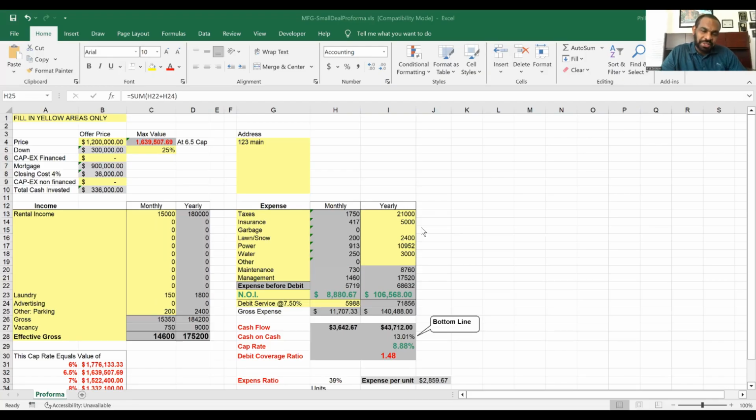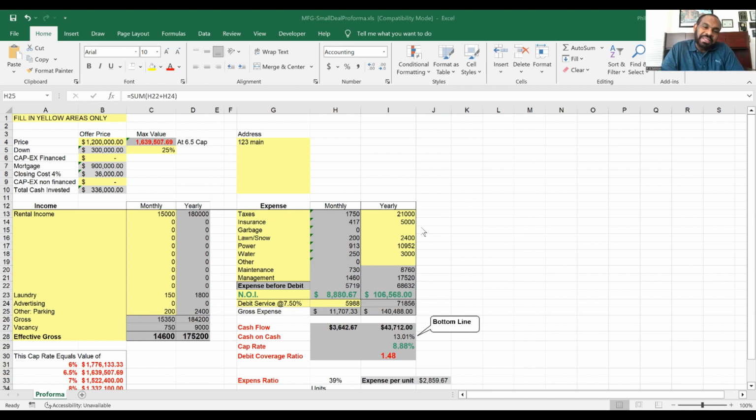Welcome, scholars. This is a small deal calculator. It is very different than the calculator that you guys presently have. The things that you will notice differently on this calculator that is not present is the acquisition fee will be missing and the asset management fee will be missing.